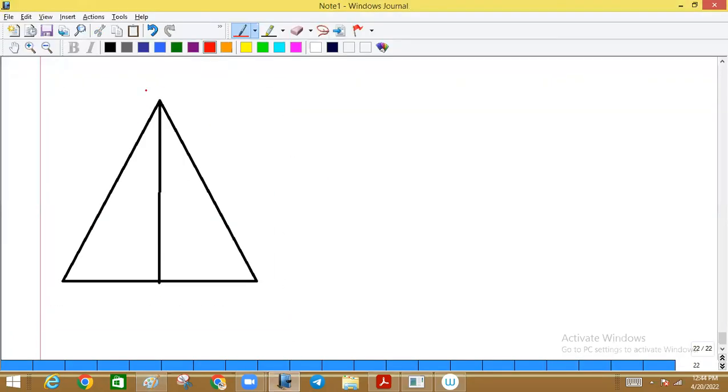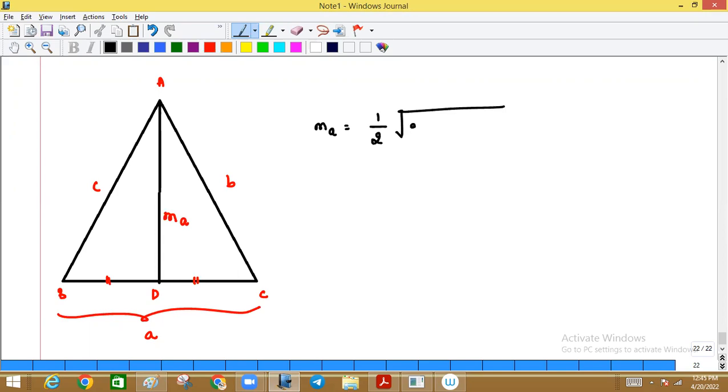Take this as A, B, C. Side is A, opposite to B is B, and this one is C, and median corresponds to vertex A. So what is AD here? AD is the median. If you want to find out the length of median, MA, I'm directly giving it as a formula. MA is half under root of 2b square plus 2c square minus a square. This is the formula for MA.